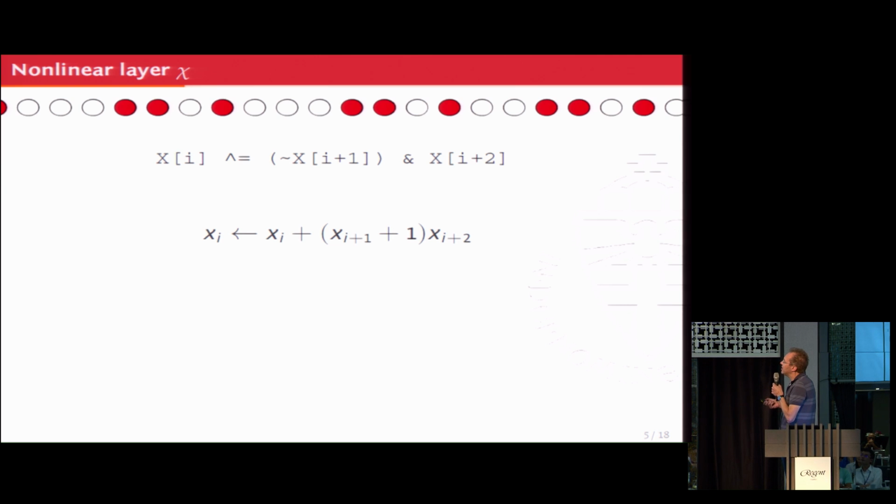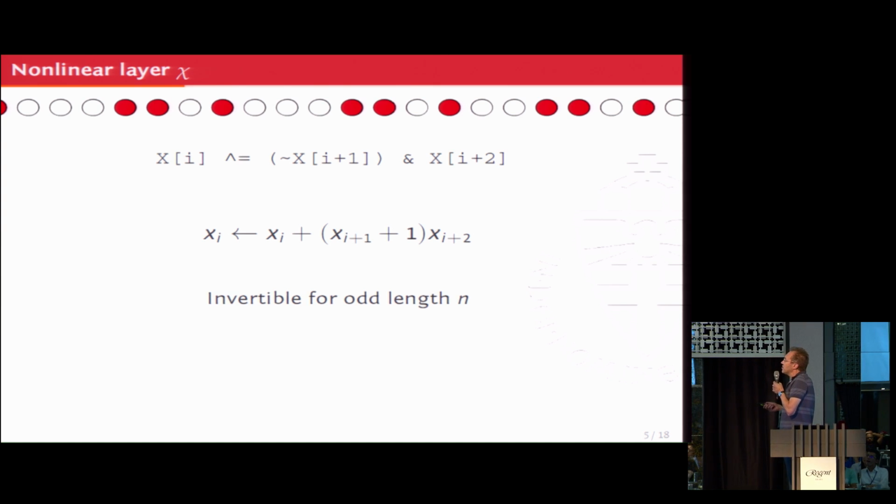More algebraically, we can express the new value of a given bit as its old value plus the sum of its neighbors, the product basically, where one of the two is complemented. It's a very simple expression. You see that this has an algebraic degree 2. Yeah?